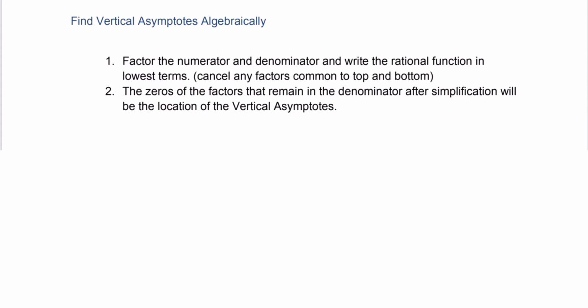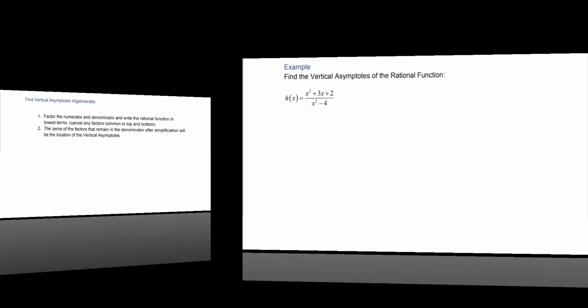To find vertical asymptotes algebraically, we first factor the numerator and denominator and write the rational function in lowest terms. That is, we want to reduce any factors that are common to the top and the bottom. Step 2 is the zeros of the factors that remain in the denominator after simplifying will be the location of the vertical asymptotes.